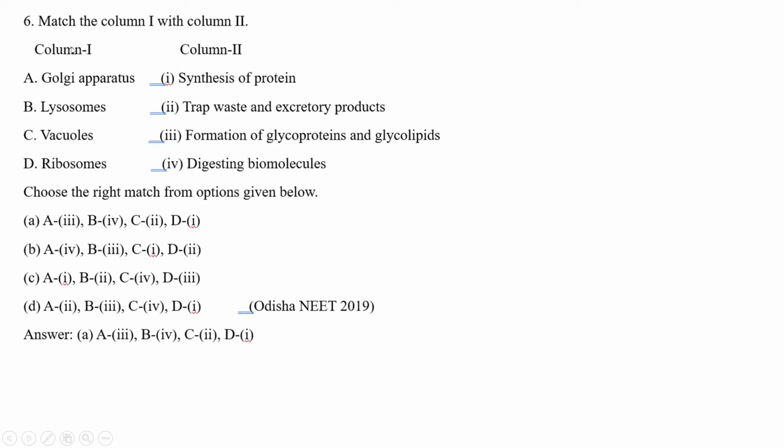Here the question is matching. The Golgi apparatus is involved in formation of glycoproteins and glycolipids. In the Golgi apparatus there occurs modification of proteins, where carbohydrates are attached to proteins and lipids. Lysosome is involved in digestion of biomolecules, vacuoles are involved in trapping waste and excretory products, and ribosomes are involved in synthesis of proteins. So the correct answer here will be option A.